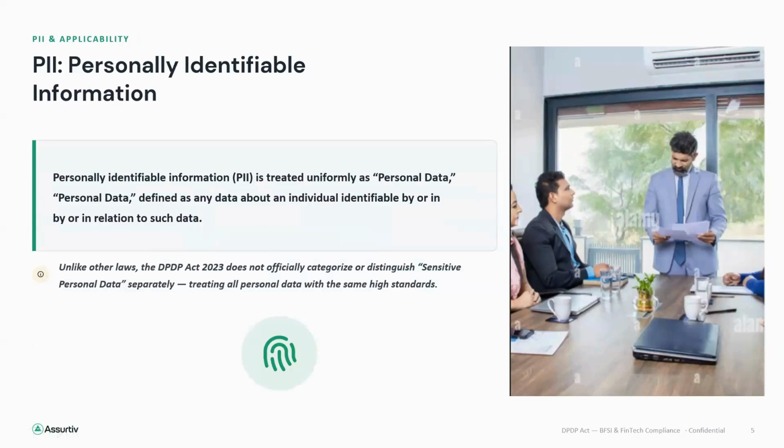When we talk about PII, personally identifiable information, as per the Act, it is treated uniformly as personal data. Personal data is defined as any details or data about an individual which is in identifiable form, or with regards to the identifiable data, any information related to such data. This is what the Act says.